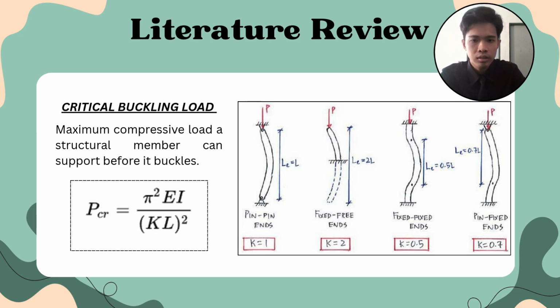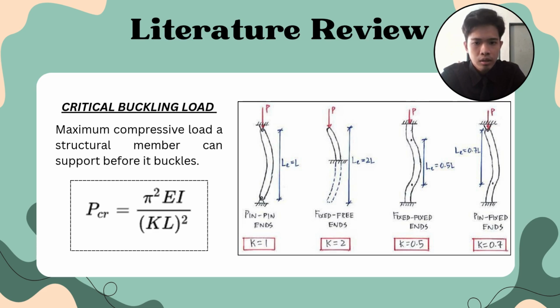On the right figure we can see the column end conditions. In each of the illustrations in the figure, different end conditions of a column are demonstrated, showcasing their respective effective length factors, or K. The first scenario represents a column with both ends pinned, leading to a K value of 1.